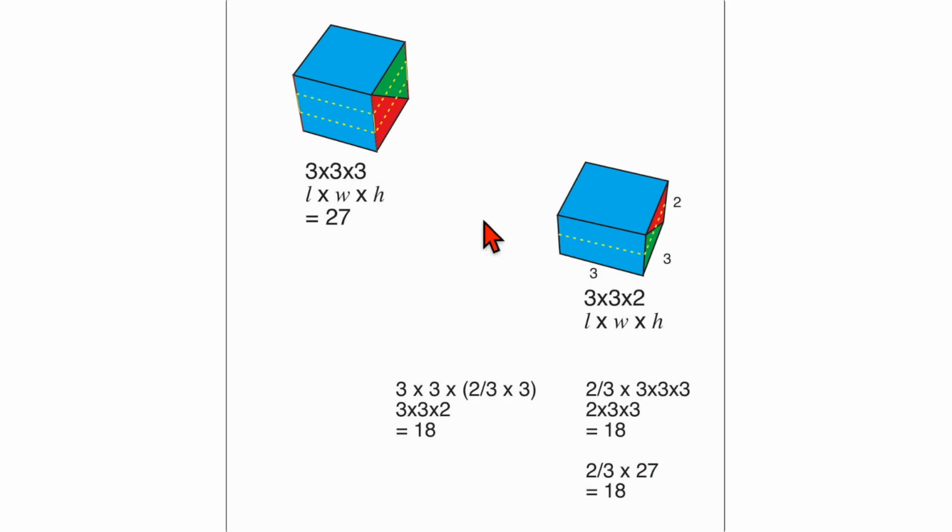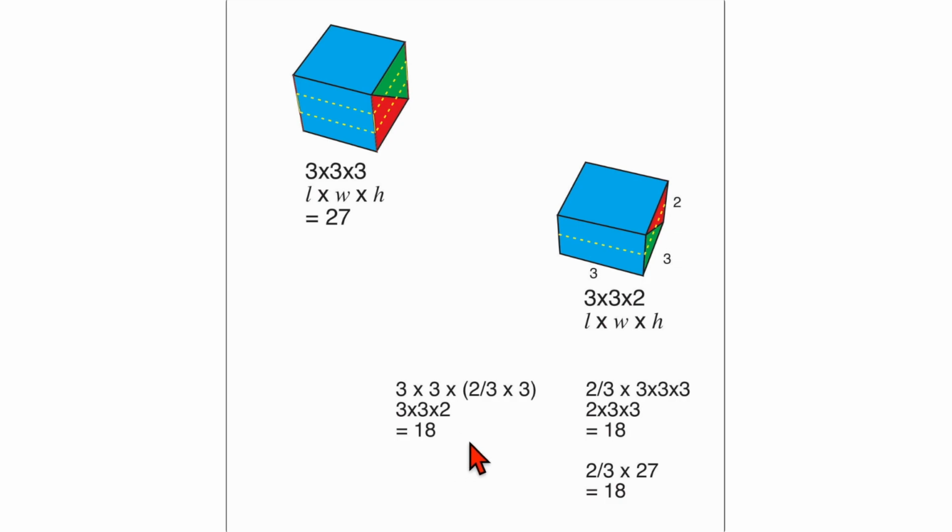In this comparison, we can look at horizontal layers. 2 layers, 1, 2, compared to 3 layers, 1, 2, 3. So this is 2/3 of this height. So 1/3, 2/3, 3/3. Calculate the volume of the first prism using the dimensions of the second prism. So this is 3 times 3, and this height is 2/3 of 3. So that equals 3 times 3 times 2. So 2/3 of 3 is 2, and altogether that equals 18 cubic units.